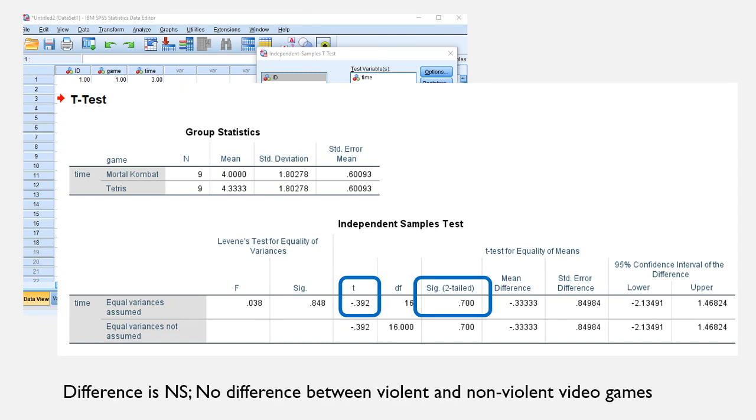So the conclusion you would make is that there is no difference between the violent and the non-violent video games in terms of amount of aggression in this particular research paradigm.